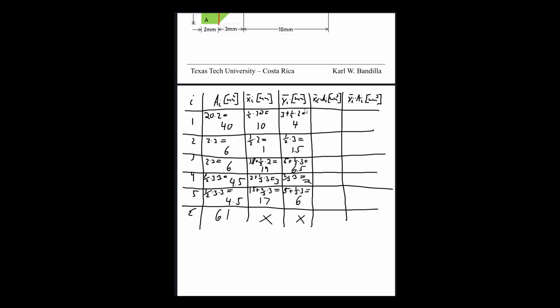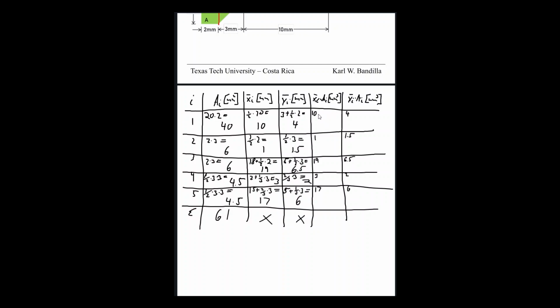All right, so then for x here I have 10, 1, 19, 3 and 17. For y, I have 4, 1.5, 6.5, 2, and 6. All right, that all looks good.